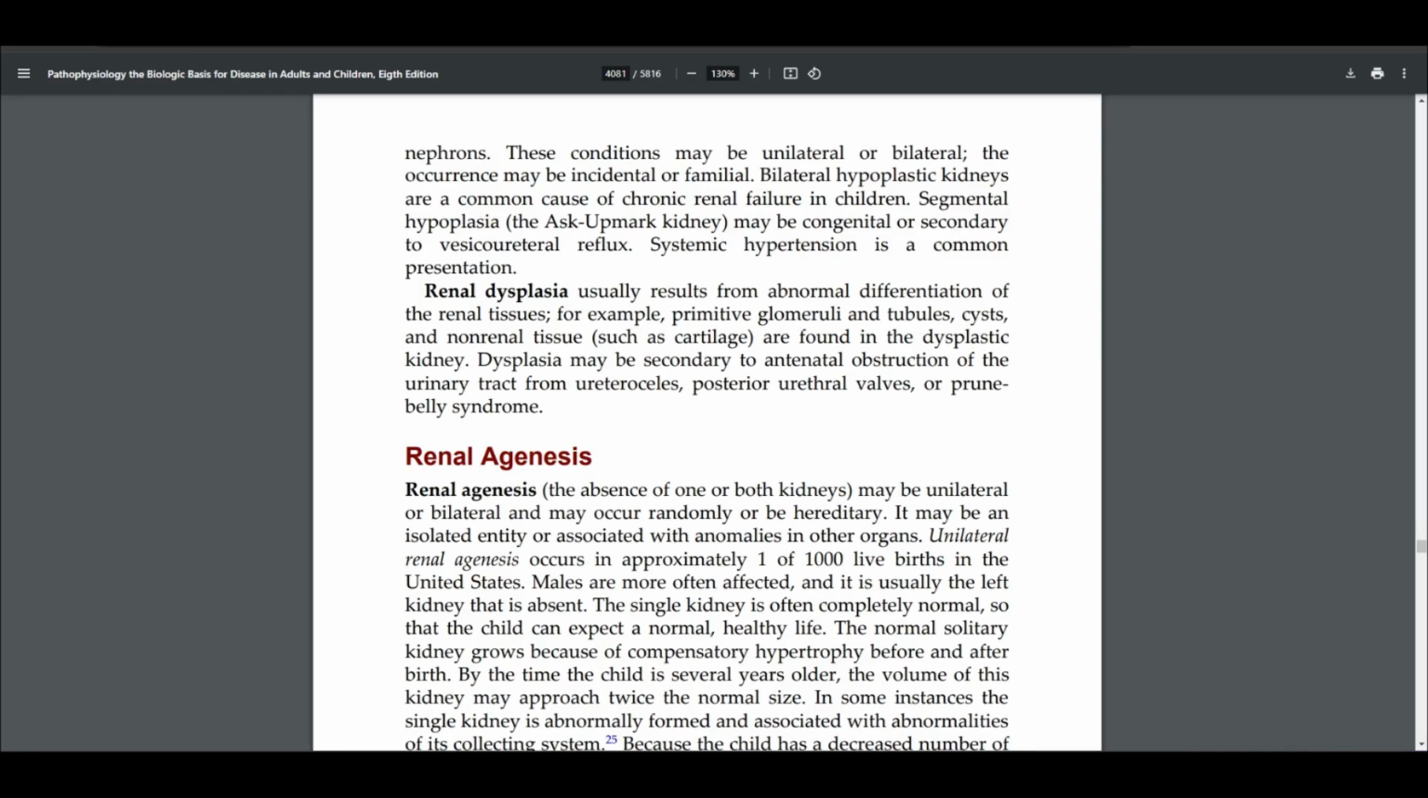Bilateral hypoplastic kidneys are a common cause of chronic renal failure in children. Segmental hypoplasia, the Ask-Upmark kidney, may be congenital or secondary to vesicoureteral reflux. Systemic hypertension is a common presentation.